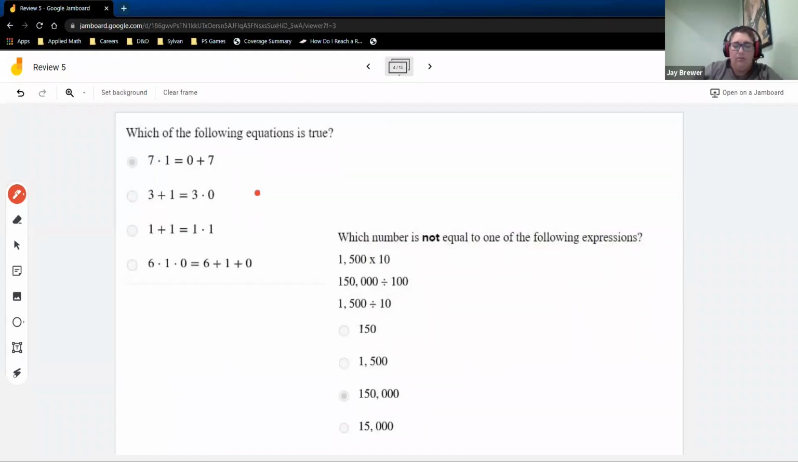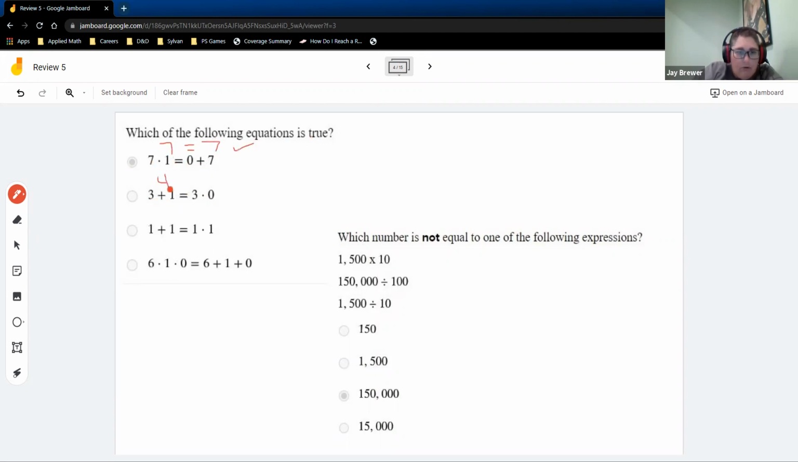All right, so I was a little bit mistaken. Here's some more that we just have to talk about. Which of the following equations is true? Well, 7 times 1, of course, will give you 7, and 0 plus 7 will also give you 7. 3 plus 1 does not give you 3 or 0, it gives you 4. So here we have 7 equals 7, that checks.